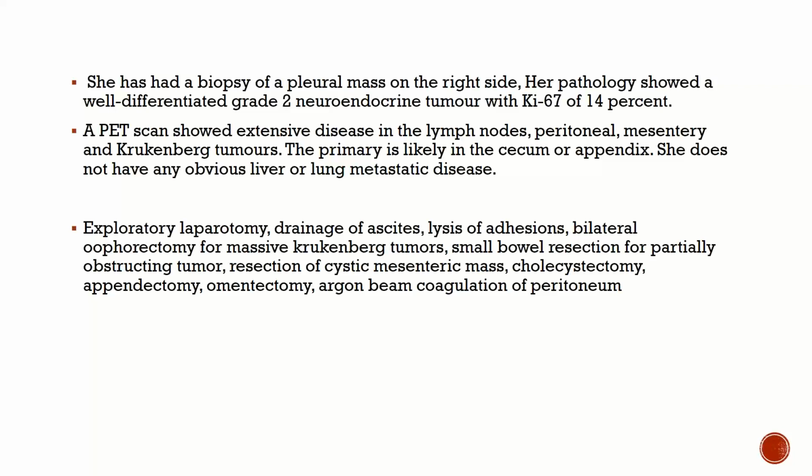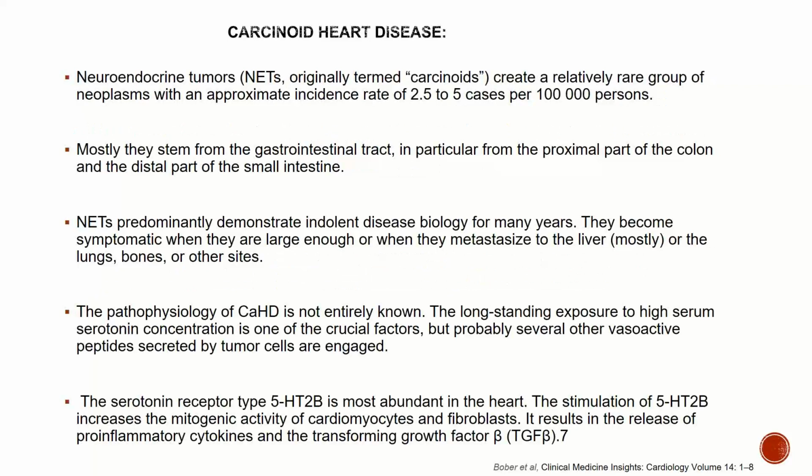She underwent surgery, and this is the debulking surgery to reduce the burden of the tumor. So she had bilateral oophorectomy for a massive Krukenberg tumor. She had small bowel resection, and she had resection of the cystic mesenteric mass, cystectomy, appendectomy, omentectomy, and so full debulking of the tumor just to reduce the load of this tumor in this patient.